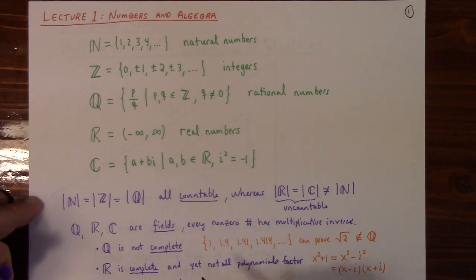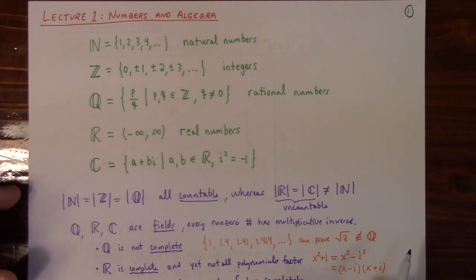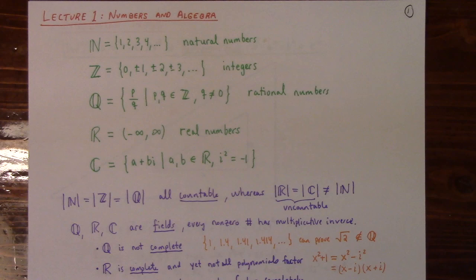And any polynomial factors completely. That's a different use of the word complete. Sorry about that. So that's the fundamental theorem of algebra. Every complex polynomial has a zero. And once you have that, that means you can factor them completely, right?